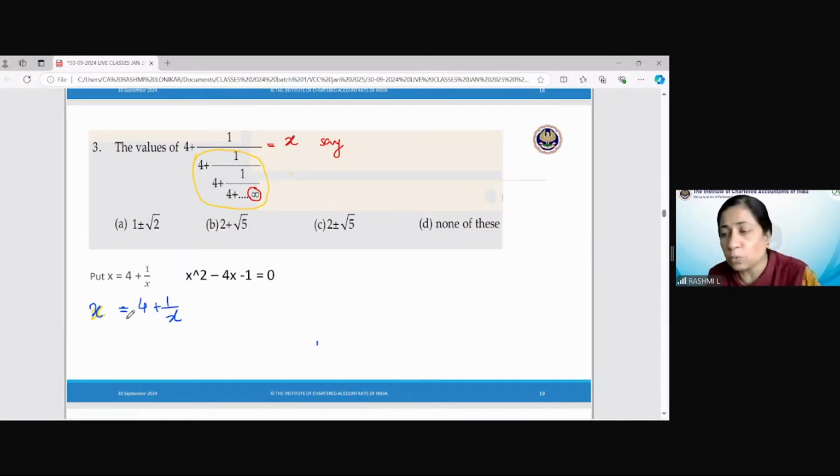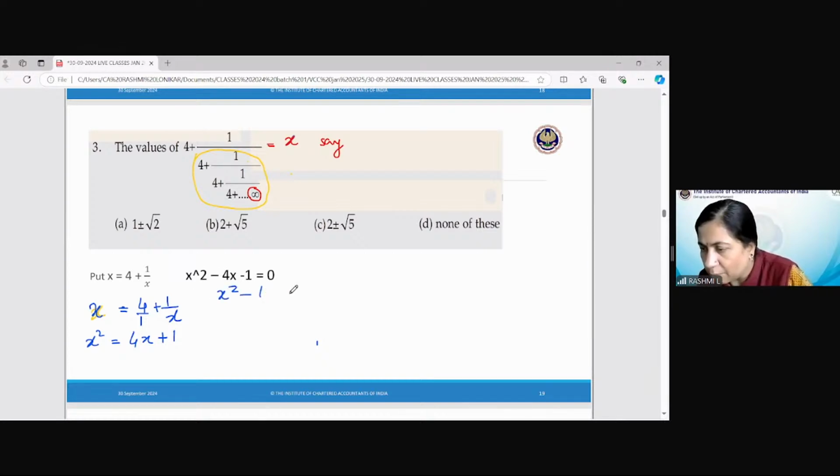Now what do I do? I cross multiply. I put a 1 below the 4 so that I don't make a mistake. So what will this be? x square is equal to 4x plus 1. So what will I get? x square minus 4x minus 1 is equal to 0. So this plus 1 goes to the other side and becomes minus, 4x goes to the other side and becomes minus 1. So x square minus 4x minus 1.